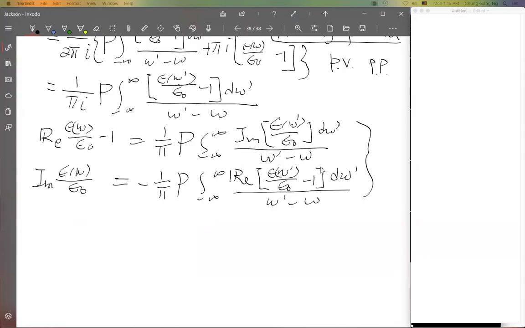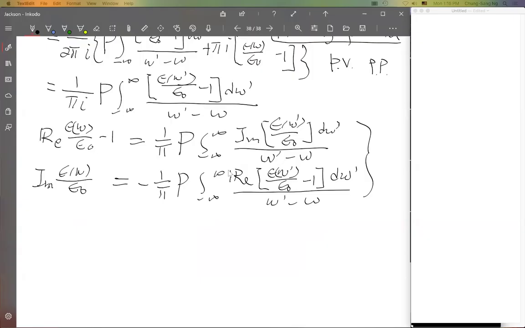Okay, so the causality argument is actually quite powerful because it allows you to derive a very non-trivial result. Okay, so that is the Kramers-Kronig relation. Okay, so this is one form of writing it.